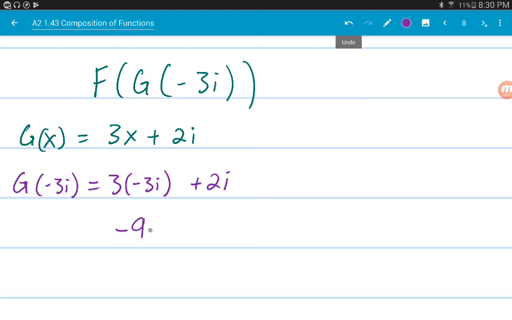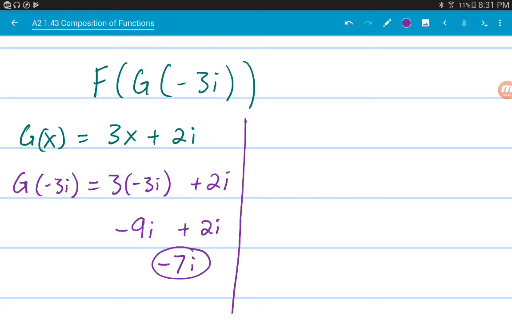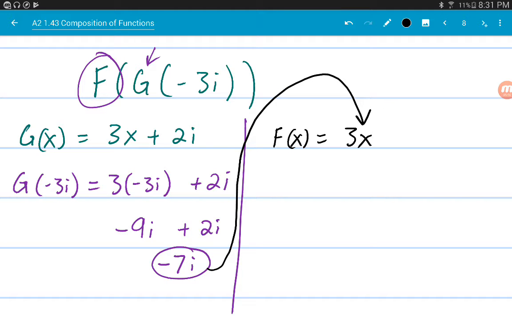Now this is equal to negative 9i plus 2i, which is equal to negative 7i. Now that's the result of the first half. I've handled the g function. Now it's time to handle the f. So f of x is equal to 3x. And what am I going to plug in? The output from the last function. So what I need is to find out what f of negative 7i is.